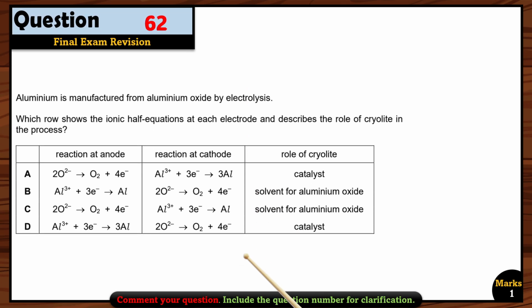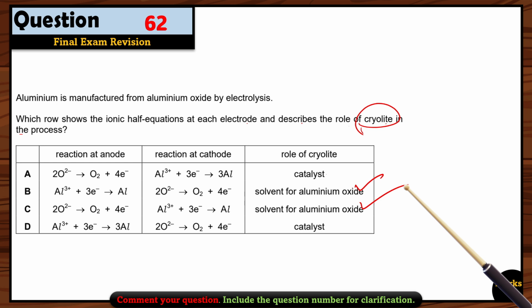Question 62. Aluminium is manufactured from aluminium oxide by electrolysis. Which row shows the ionic half equation at each electrode and describes the role of cryolite in the process? First of all, cryolite, catalyst or solvent? Remember that cryolite is never used as a catalyst. Actually, it is used to dissolve the aluminium oxide so that the temperature needed is reduced a little bit, so we can use it for electrolysis. So for dissolving aluminium oxide, we use cryolite. So these two options are the right option.